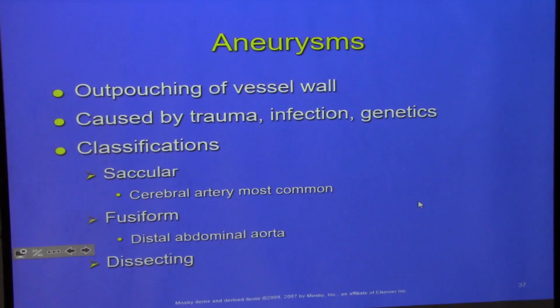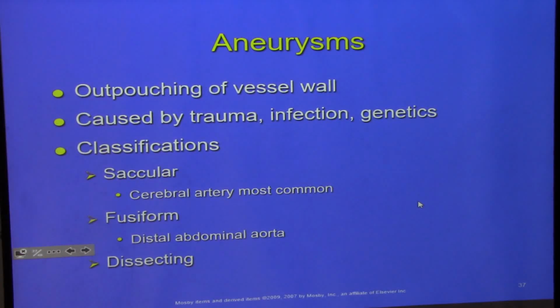Okay, aneurysms. An aneurysm is just a weak spot in a blood vessel where it's starting to balloon out. This can be caused by trauma, could be caused by infection, and some people are just genetically predisposed to develop aneurysms. The other thing is Marfan syndrome. Marfan syndrome is a connective tissue disorder, and people that have that are very prone to aneurysms.